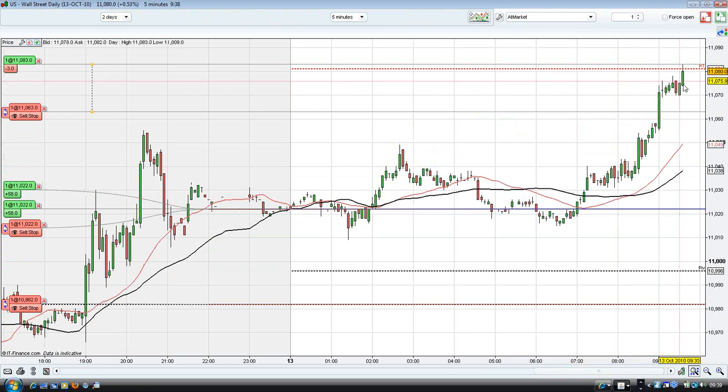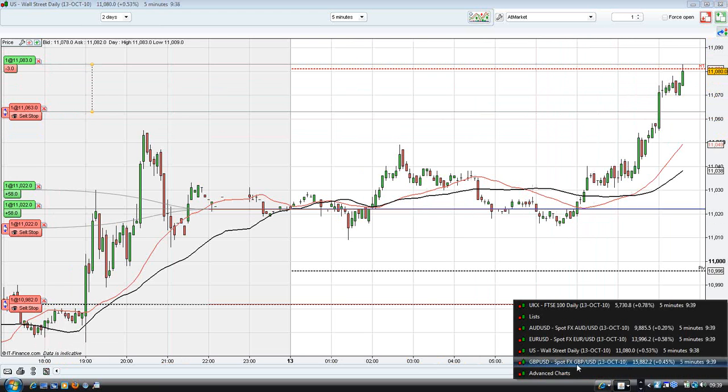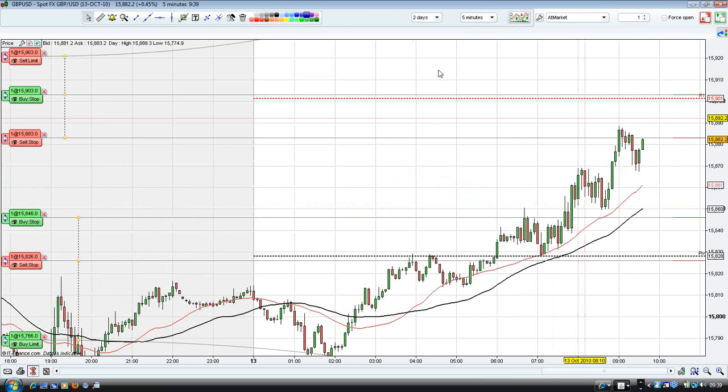And Wall Street, that's just taking the buy order just above the first resistance. So we've got a 20-point stop in place and a 60-point profit limit. So we'll see how that trade pans out. And the pound dollar, we're still waiting to see what happens.